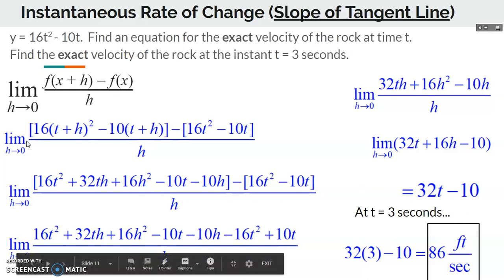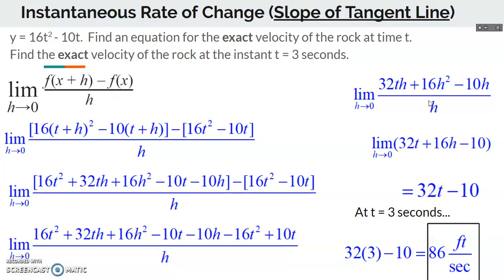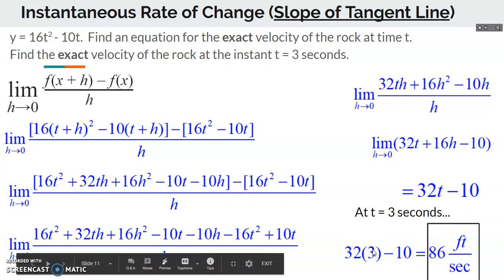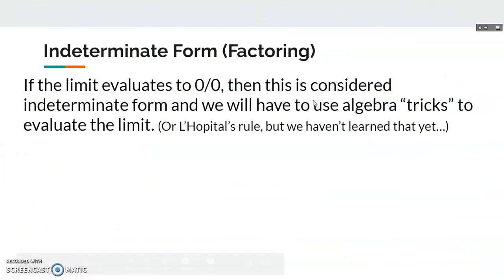Keep in mind that you need this limit statement until you're not dividing 0 by 0. So at this step, I could cancel out an h on the top with this h on the bottom. Now I'm allowed to plug in h is 0. 16 times 0 goes away. Once that part's gone, now I don't have to write limit anymore. To figure out the exact velocity at 3 seconds, I would simply plug in 3 seconds into this formula and get 86 feet per second.